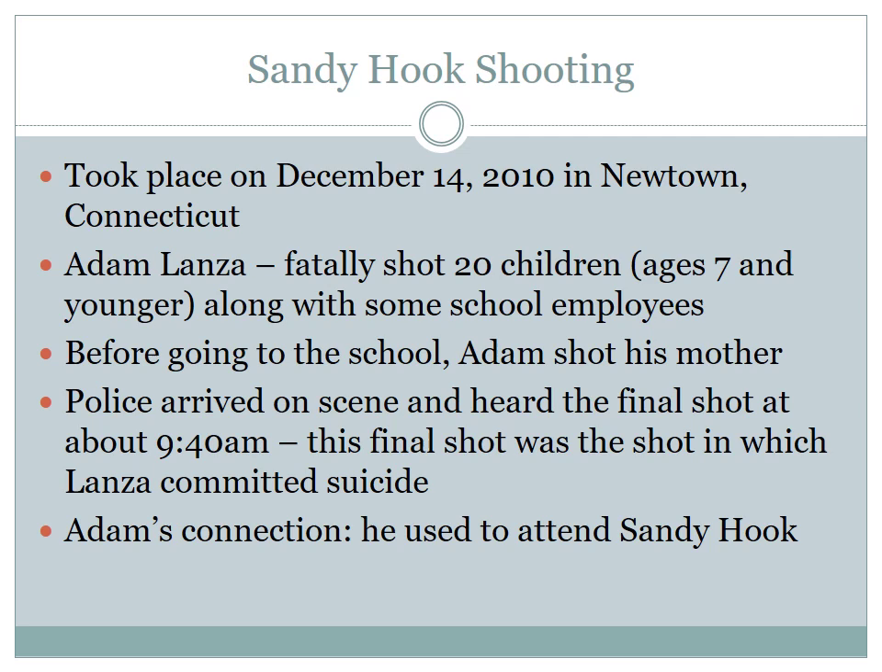Before even going to the school, Adam had shot and killed his mother in her home. Adam shot his way into the building where a janitor tried to convince him to put the gun down. Afterward, he entered a first grade classroom and fatally shot a substitute teacher and 15 of her students.